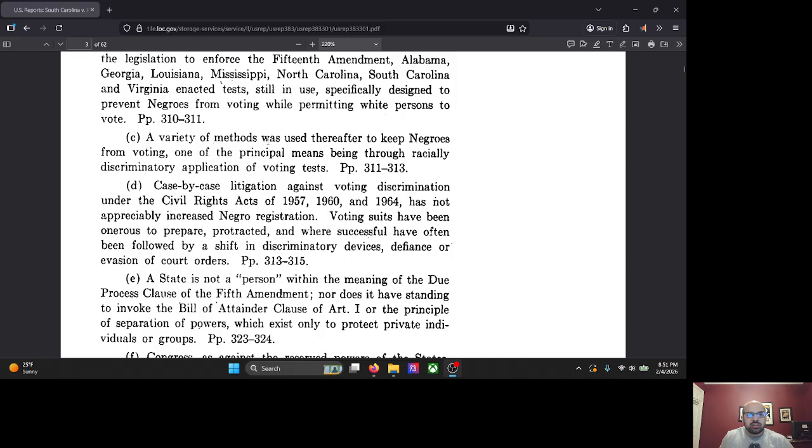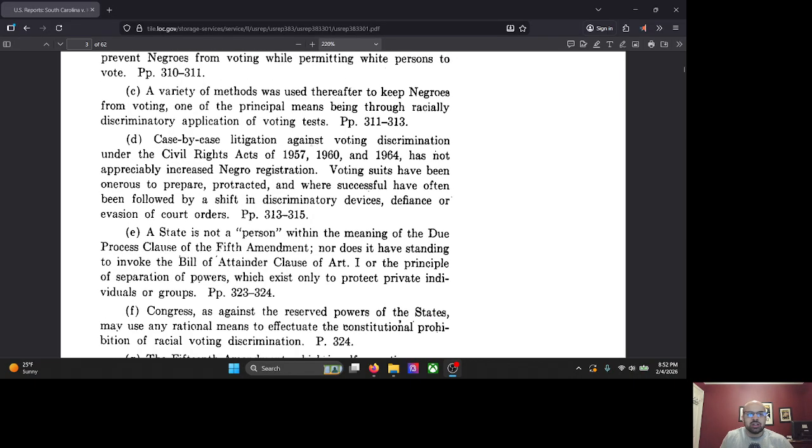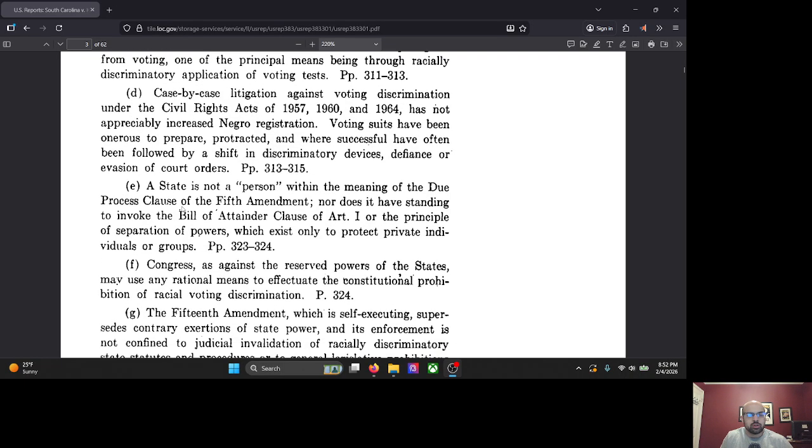A variety of methods was used thereafter to keep African Americans from voting, one of the principal means being through racially discriminatory applications of voting tests. Case-by-case litigation against voting discrimination under the Civil Rights Act of 1957, 1960, and 1964 has not appreciably increased African American registration. Voting suits have been onerous to prepare, protracted, and where successful have often been followed by a shift in discriminatory devices, defiance, or evasion of court orders.